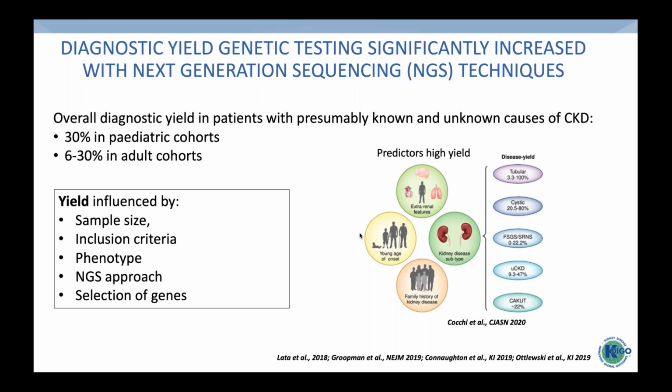So for tubular disorders, for instance, the diagnostic yield differs in different studies, but can be up to 100% in certain studies. Whereas, for instance, for focal segmental glomerulosclerosis, in some studies, it's only 22%. So there are certainly predictors of higher diagnostic yield. It's important to know that all of these data come from research cohorts. And actually, the important thing is how is the diagnostic yield when we see patients in the clinic?